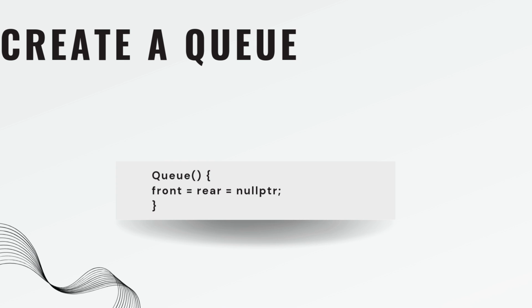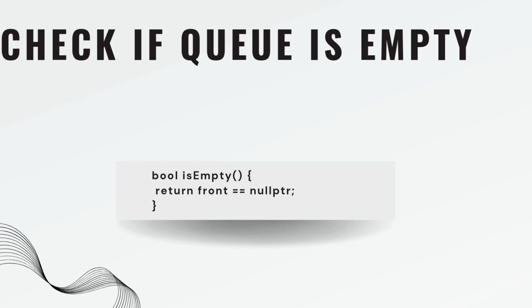So the queue constructor initializes an empty queue by setting both front and rear pointers to nullptr. All right. So next is check if the queue is empty. To check if the queue is empty, the code will be bool isEmpty() { return front == nullptr; }. So the isEmpty method checks if the front pointer is nullptr. If it is, the queue is empty.